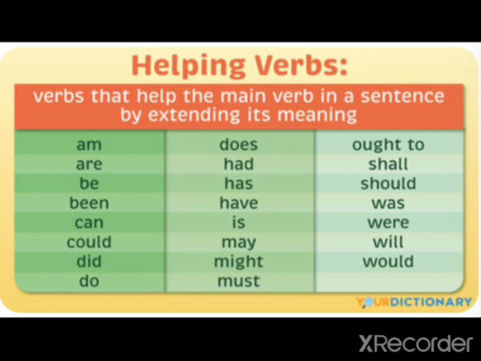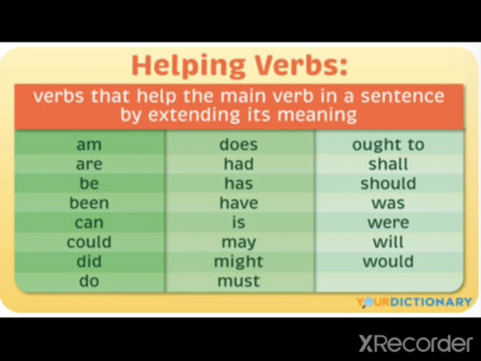Today we are going to study about the helping verbs. Helping verbs are also known as auxiliary verbs. What are helping verbs? They help us to complete the action. One more thing about helping verbs, they are independent verbs. They don't need any supporting verb for themselves. They are independent, they are helping verbs. Also, they are known as auxiliary verbs.